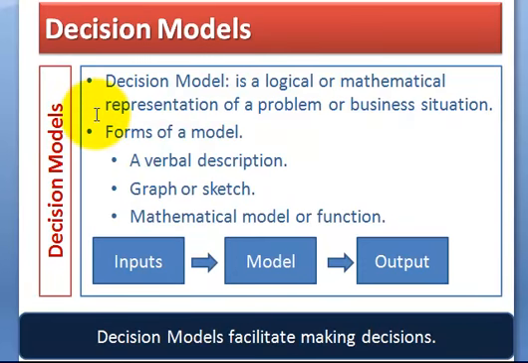So all a decision model is, is a logical or mathematical representation of a problem or a business situation. So it could take three forms. You could say, how long is it going to take me to mow the grass, for example? Let's have a model for how long it's going to take me to mow the grass. Well, I could do a verbal description. I could say, to mow the grass, it takes a long time when the grass is really long and really, really wet. But it doesn't take so long when the grass is relatively short and it's dry. That would be a verbal description. Now I know subjectively when it takes longer, when it takes shorter.